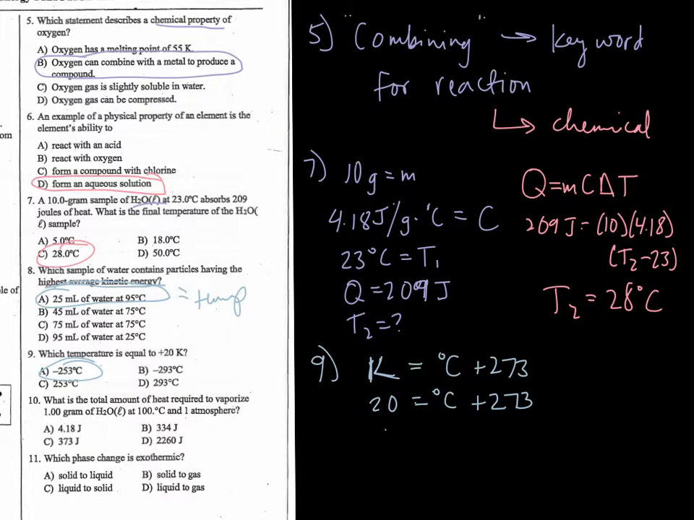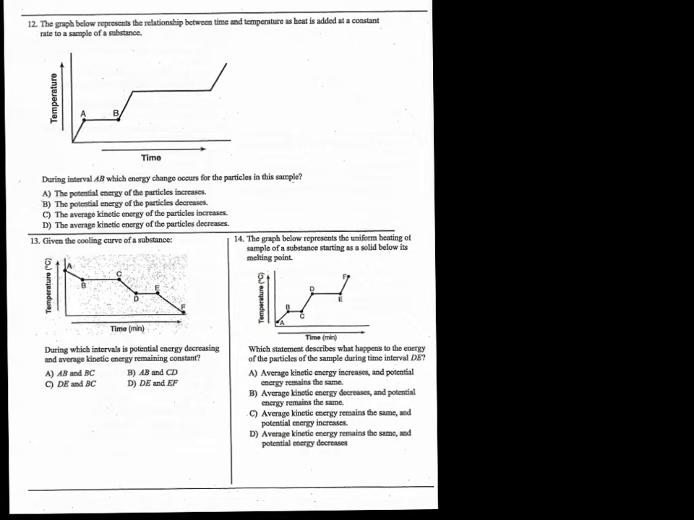Number 10, what is the total amount of heat required to vaporize 1 gram of H2O at 100 degrees Celsius in 1 atmosphere? If you look for H sub V, that's what it is. For water, it's going to be that. Now, number 11, which phase change is exothermic? So, releasing heat or cooling. It's cooling in a way. And that fits with liquid to solid. Choice C.